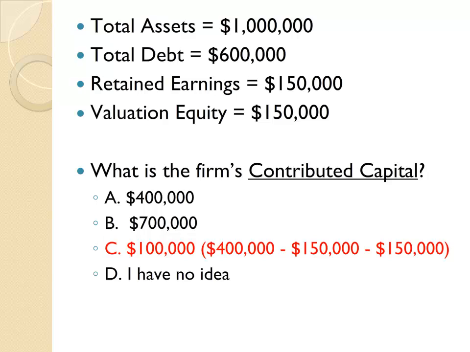So if we take $400,000 in total equity minus the $150,000 in retained earnings and the $150,000 in valuation equity, that leaves us with the remaining $100,000 that must be the firm's contributed capital balance.